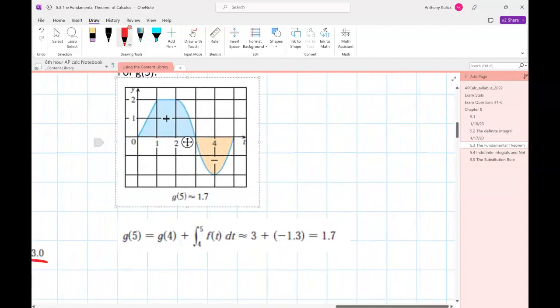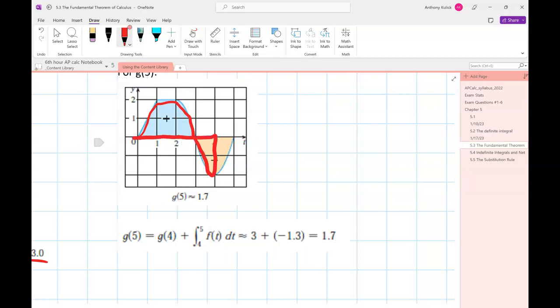So again, we have our G of 4 that we just did, which was all this stuff. We have this piece that's negative because it's below the x-axis. We'll make another approximation. To me, again, it looks like negative 1.3 units. So I get 1.7 for G of 5. Does that feel okay there?